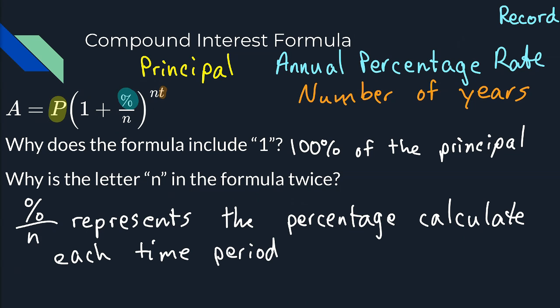And then the N times T, well, if we didn't multiply it by N, if we just had the T, then it would change the way this shows up. So we have to have the number of time periods times the number of years. So it would really mess things up.